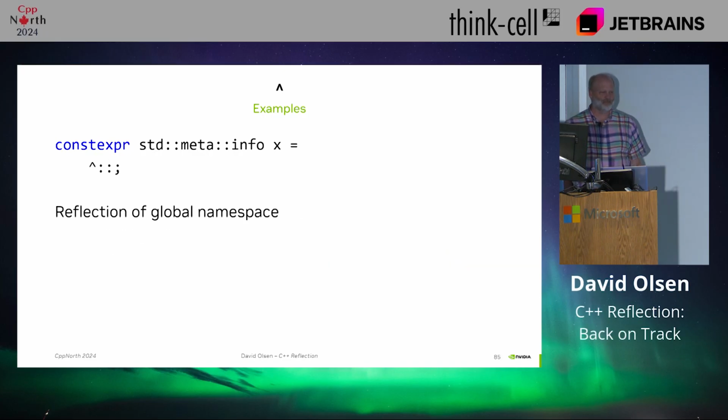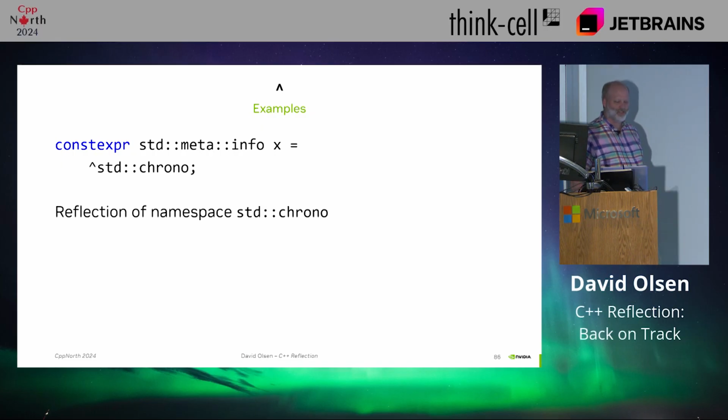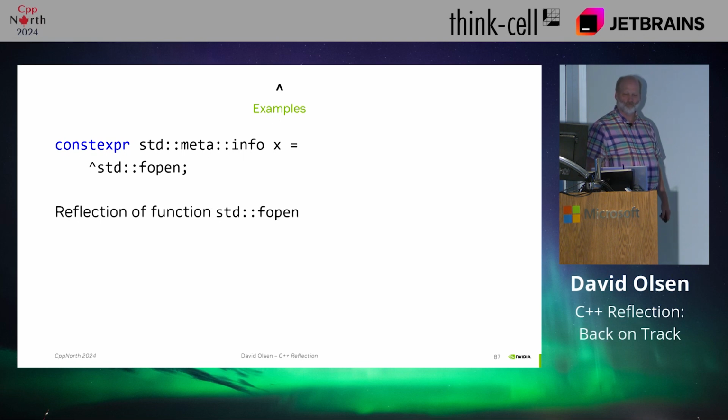This is a reflection of the global namespace. This is the reflection of the namespace std chrono. And this is the reflection of the function std fopen.